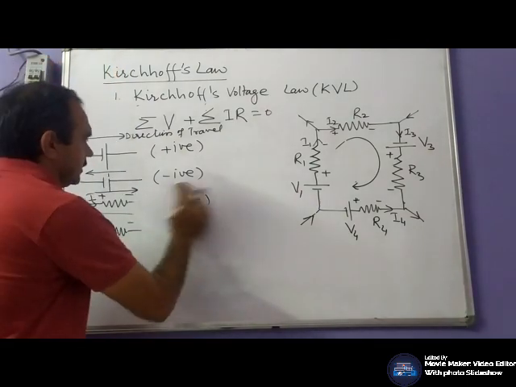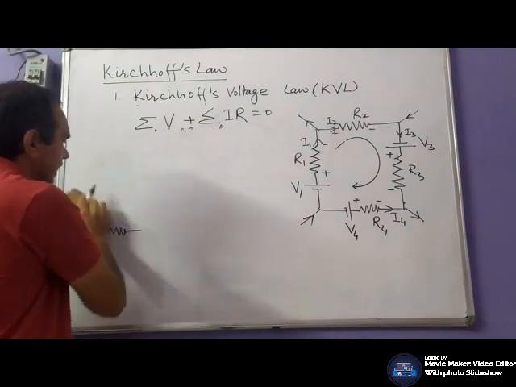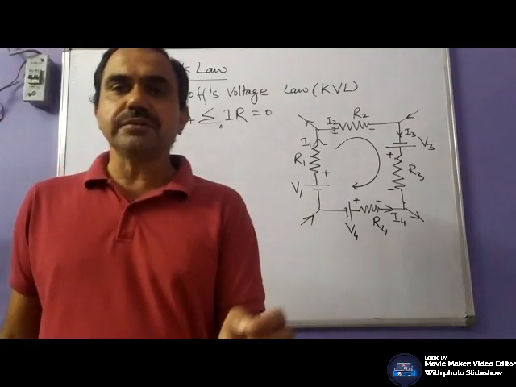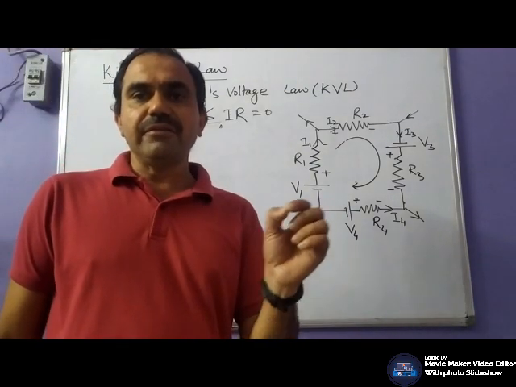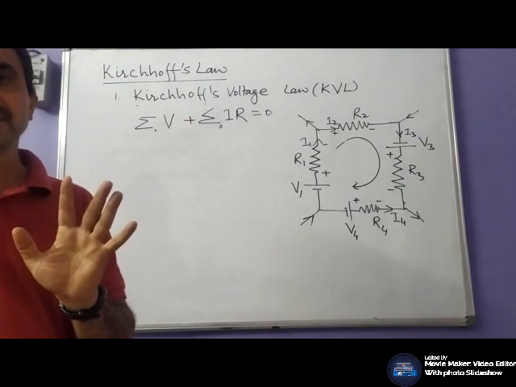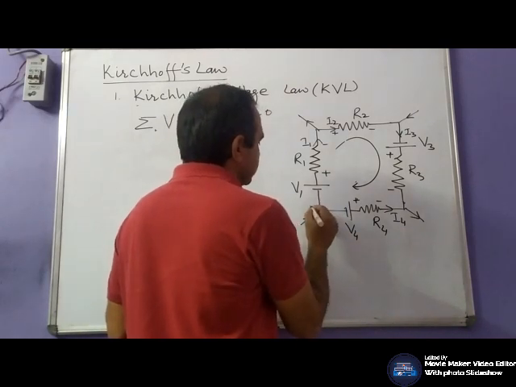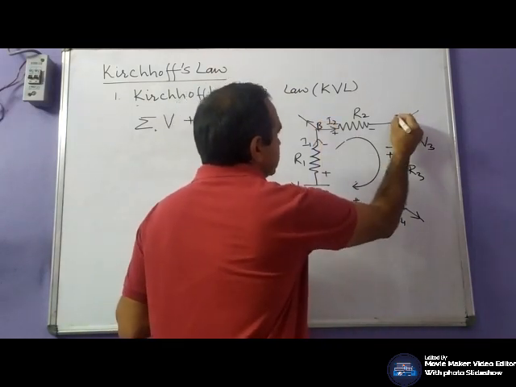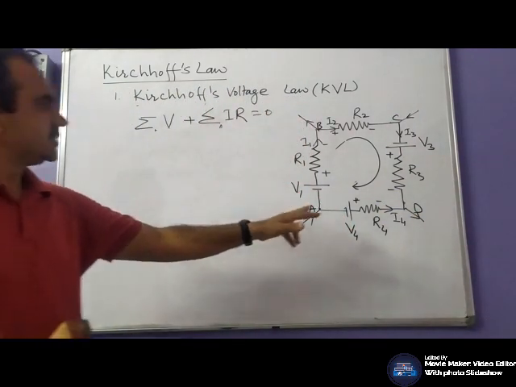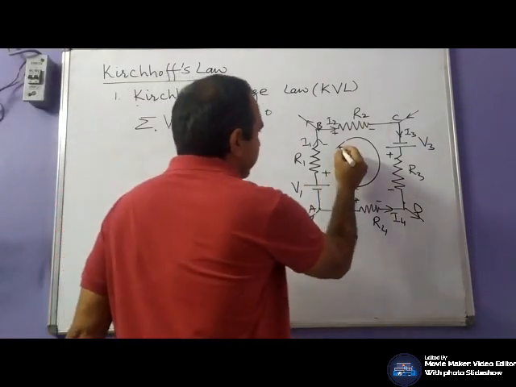Now, I have considered when I move from lower potential to higher potential, I consider positive, and when I move from higher potential to lower, I consider negative. Now, start in this loop. For example, this is A, B, C, D. So my loop is A, B, C, D, A. And this is the direction of travel.